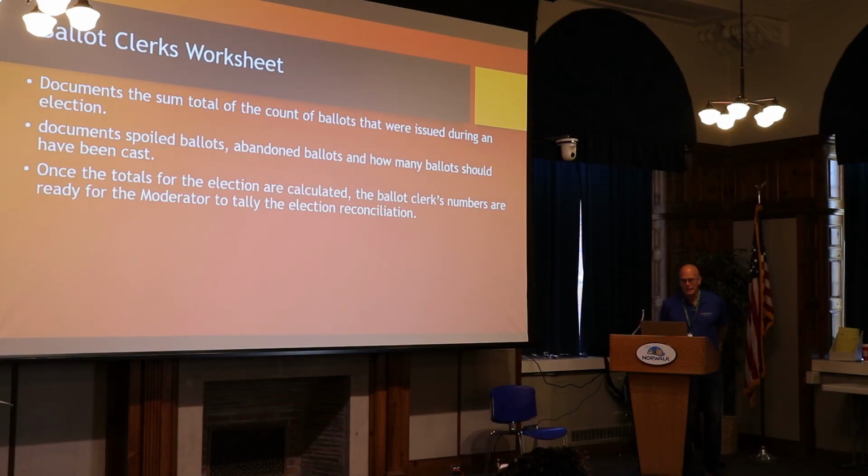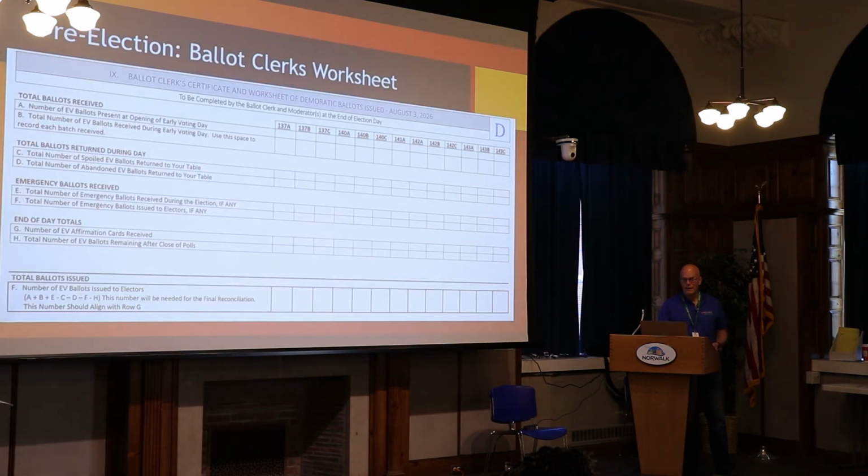I'll go into a bit of detail about the ballot clerk's worksheet. It is the same as it was last year. The idea here is to document how many of each ballot style were handed out by the ballot clerks, how many spoiled ballots were returned, and then you use that worksheet for the end of night reconciliation.